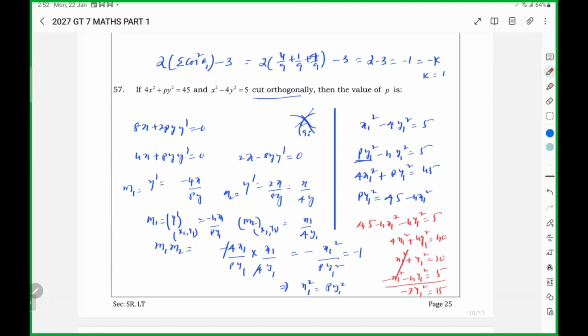Subtracting, we get 5 y1 square is 5. So y1 square is 1. Once y1 square is 1, x1 square is 9. So that x1 square, y1 square you substitute here: 4 into 9 plus p into 1 is 45. P will be 45 minus 36. 9 is the answer.